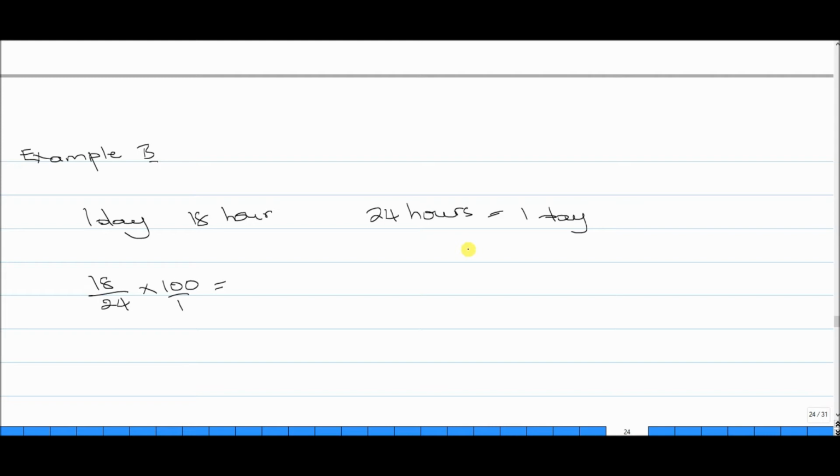And we could do that by converting the 1 day into hours. And 24 hours make 1 day, or 1 day is equal to 24 hours. So we'll have 18 for our numerator, and our 1 day, our denominator, we will write instead 24 hours. So here we have our 18 over 24 multiplied by 100 over 1.